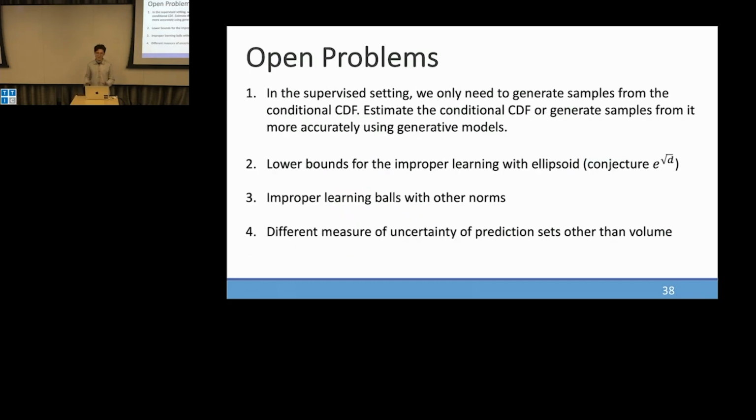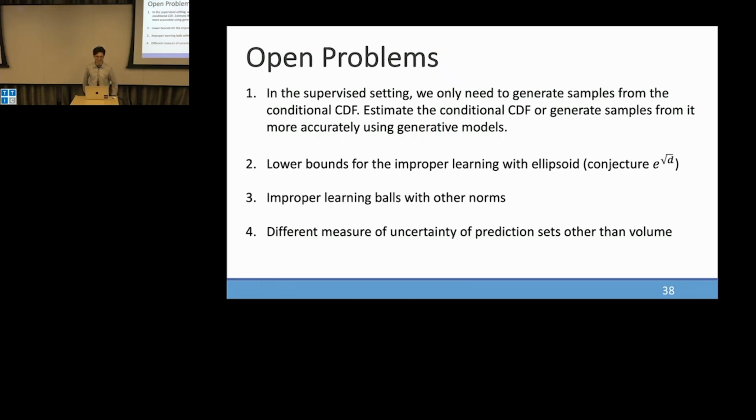And there are a few open problems. The first is, as we discussed before, in the supervised one-dimensional setting, our conformalized DP only requires generating samples from the conditional CDF, and it does not require the conditional CDF explicitly. Can we use some generative models to do this step?